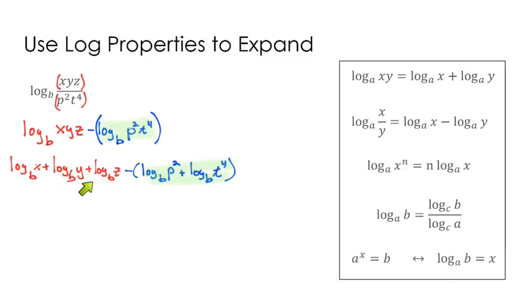I don't think that there's any way I can simplify that further, but I do see that I have some exponents here, so I'm going to use this property right here. Anytime I have an exponent, I can rewrite that exponent as a coefficient. So pardon me while I recopy everything.